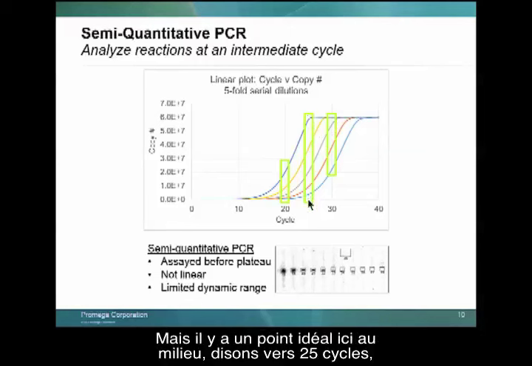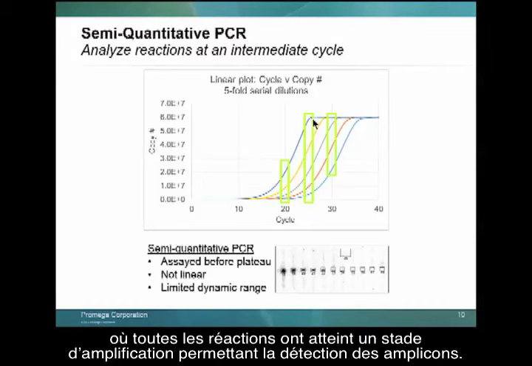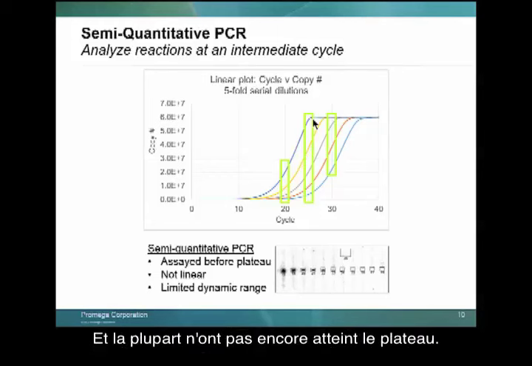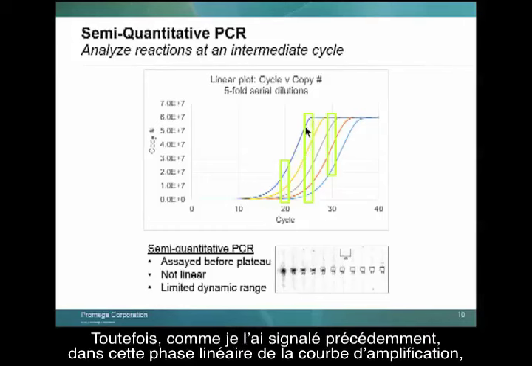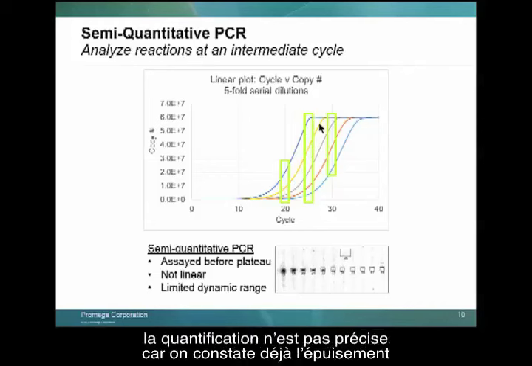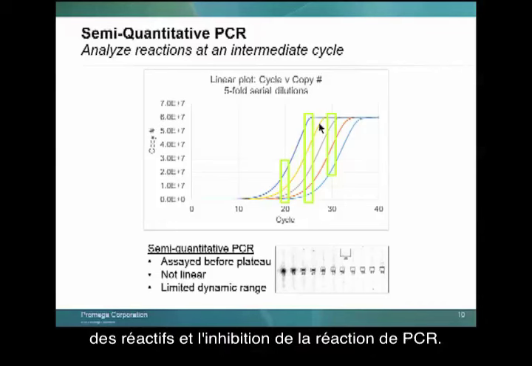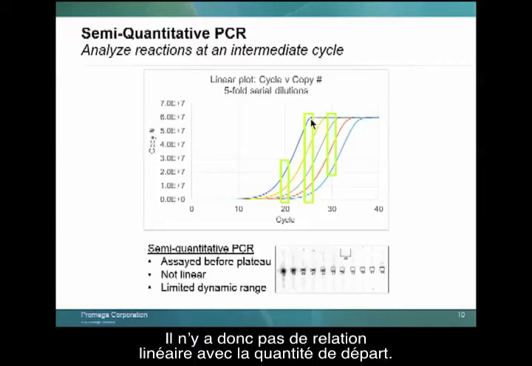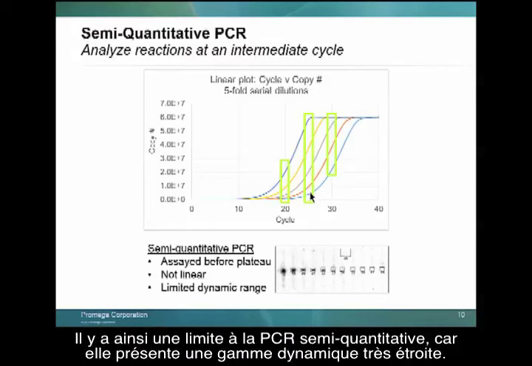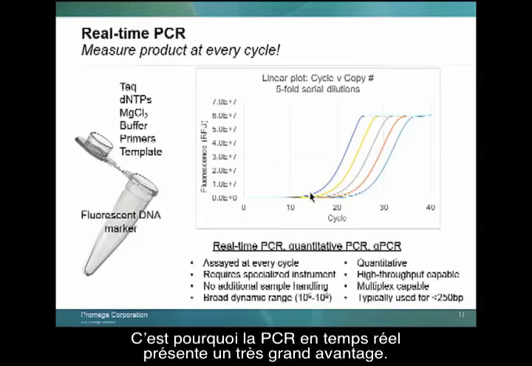But there is a little bit of a sweet spot here in the middle, or say around 25 cycles, where all of my reactions have been amplified to a point that I could possibly detect them, and most of them have not reached plateau. However, as I told you before, most of this range in here, where you're seeing a straight line essentially, are not the best point for measuring quantity because you're already seeing depletion of reactants and inhibition of that PCR reaction. So you do not then get linear quantitation with respect to input amount. So there is certainly a limit to semi-quantitative PCR and a narrow dynamic range. And this is where real-time PCR really shows huge promise.